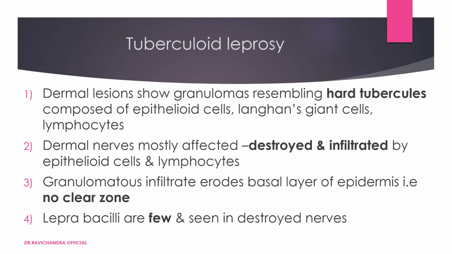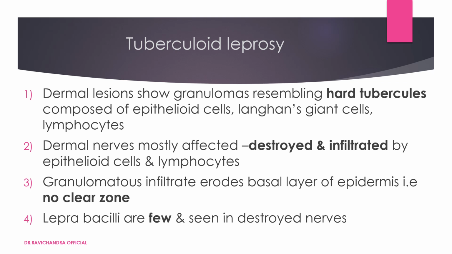Coming to tuberculoid leprosy, the dermal lesions showing the granulomas resemble hard tubercles, and they are composed of epithelioid cells, Langhans type of giant cells, and lymphocytes. Dermal nerves are mostly affected and they are destroyed and infiltrated by the epithelioid cells and lymphocytes. Granulomatous infiltrate will erode the basal layer of epidermis. So there will be no clear zone. Clear zone is absent in tuberculoid leprosy.